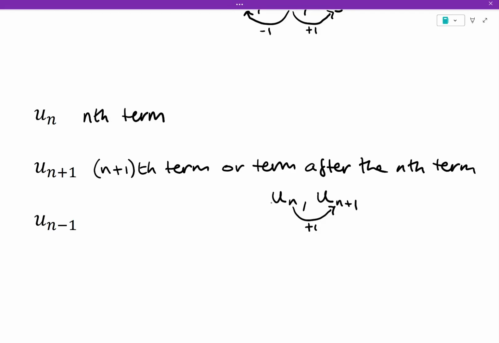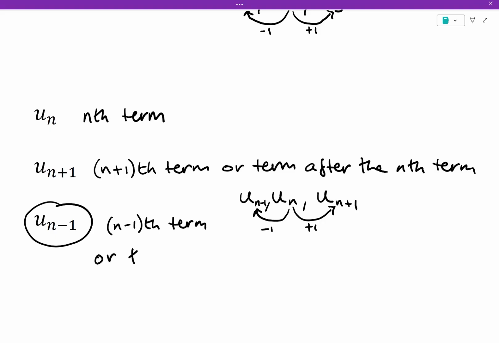Then let's say we were to go 1 term before UN, then we would have to subtract 1 off the subscript. So it would be n subtract 1. So UN subtract 1 represents the term before UN. So you could call UN subtract 1 the n minus 1th term of the sequence, or you could call it the term before the nth term.